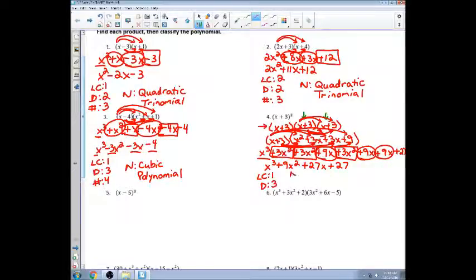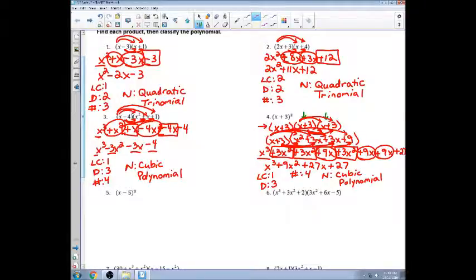The number of terms would be 1, 2, 3, 4. Oh, I'm sorry, I don't want n for number of terms. We use that for name, don't we? So this would be number of terms, 4. So now we can go ahead and name it. Since my degree is 3, this would be a cubic. And because my number of terms is 4, it would be a polynomial. So I have another cubic polynomial.